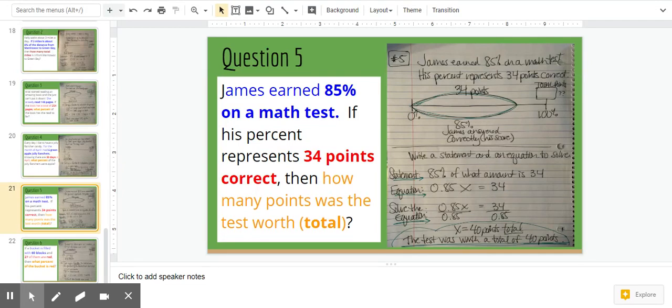James earned 85% on a math test. If his percent represents 34 points correct, then how many points was the test worth? Total points. My work on the right, you can follow along with me.